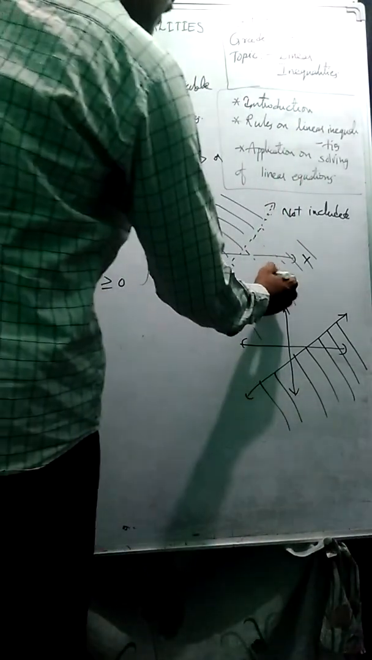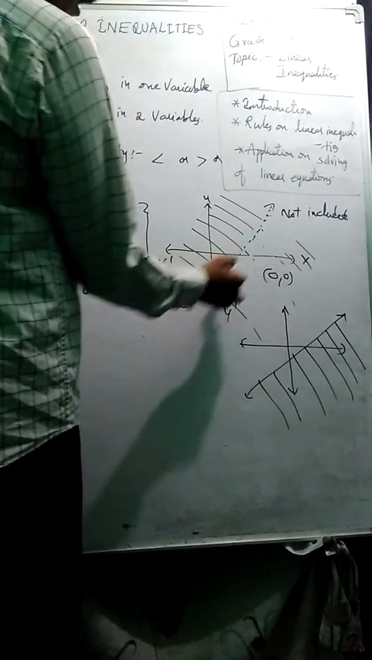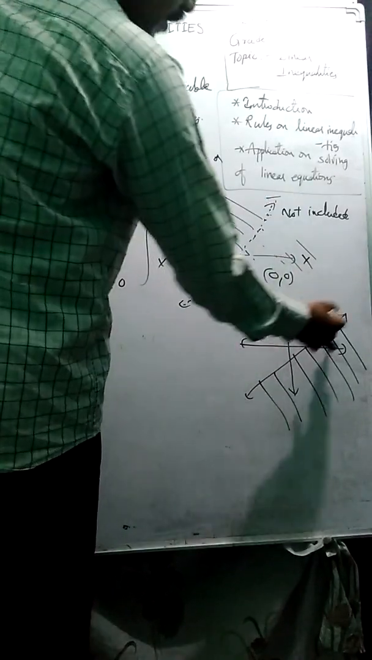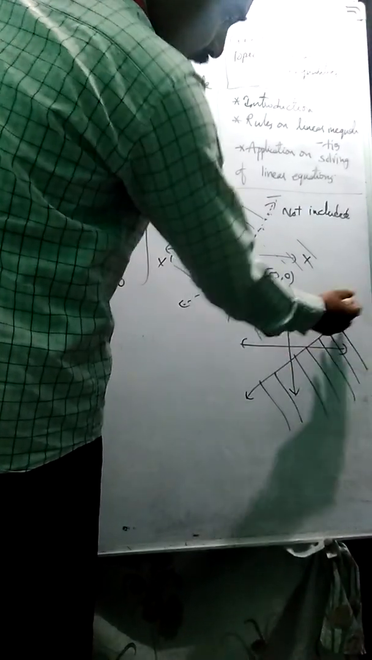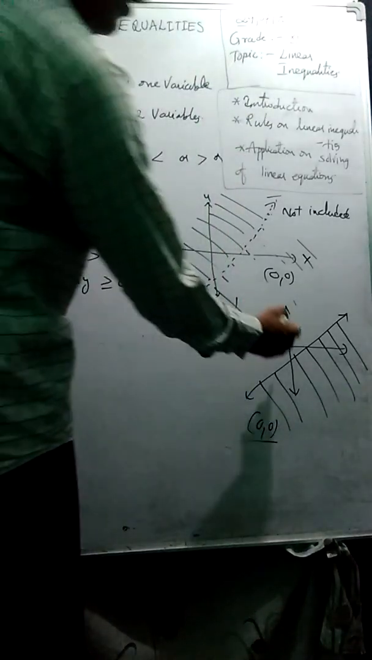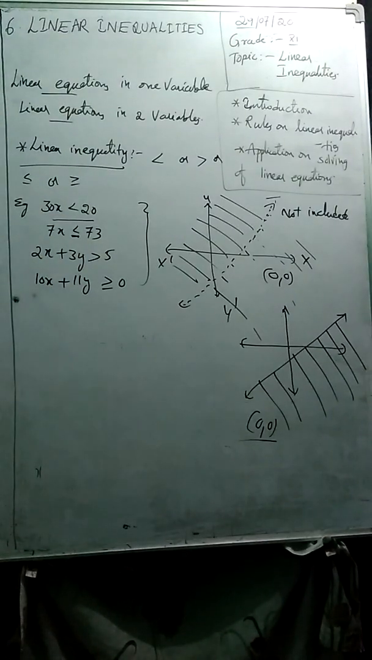If this line is satisfied by the origin, it is towards the origin, but according to the graph, the points belonging to this line are not included. But in this case, these points are included, but this is not satisfied by the origin. That is why it is away from origin. This is the way to represent graphically.